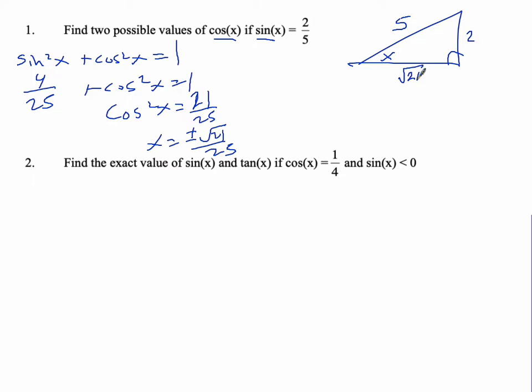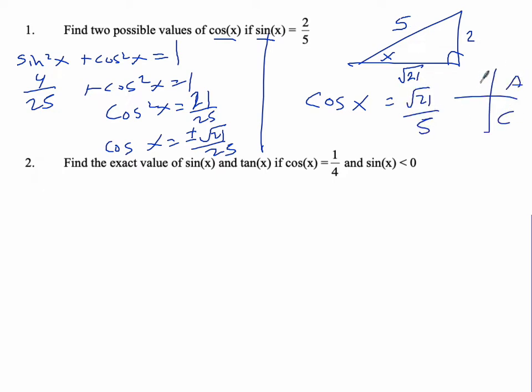So you get root 21, and then you can figure out that cosine, sorry, that should be cosine right there. Cosine x equals root 21 over 5, but you know, the angle could be in a different quadrant, so it's positive or negative root 21 over 5.